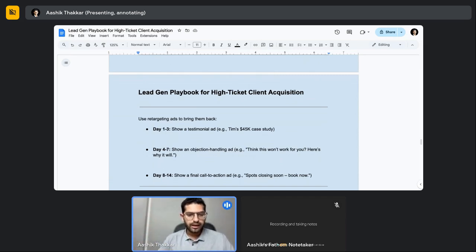Okay, day 8 to day 14, show a final call to action ad. Spots closing soon, book now. Another example can be, I only work with a few clients so that I can deliver them stellar results. So I only have 3 slots open to help my clients achieve their goals. So if you're someone who's interested in this, let's book a call with me.